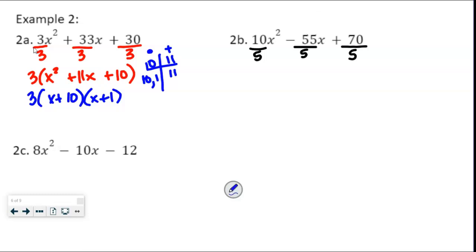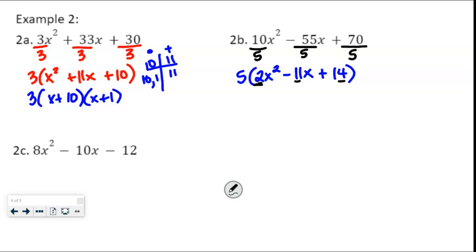So now let's go through. We have our 5 times, but now what's 10 divided by 5? 2. So 2x squared. Then here we've got minus, so 55 divided by 5, so that negative, sorry about that, is 11x. And then here we've got 70 divided by 5, which is going to now give us 14. Now that we've got our GCF, notice how, do 2, 11, and 14, do our values have any common factors? No. So we're good. We got our greatest common factor.